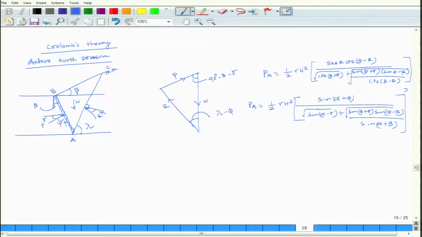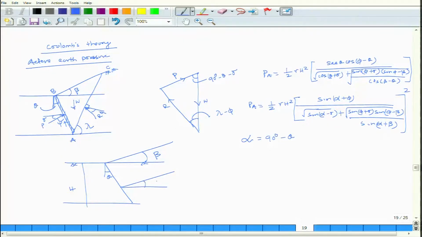Then this is your whole square. When alpha is equal to 90 degree minus theta, how does it look? If this is my wall, this is my ground surface, and there is a wall inclined with this vertical at an angle theta, and this is your height h. So, this makes beta. So, PA will be acting at an angle delta.